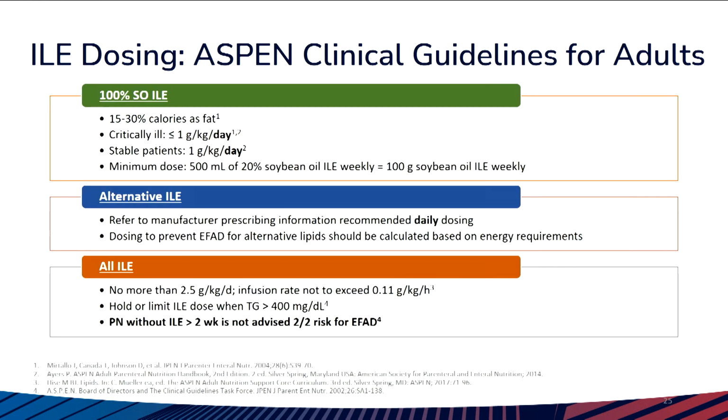So we have ASPEN clinical guidelines for adults of how we dose our ILEs. For 100% soybean oil, it's going to be roughly 1 gram per kilo per day. Again, the minimum dose of 100% soybean oil is 100 grams once a week. That will prevent EFAD. It's important to remember that with minimum dosing, we don't just use lipids to prevent EFAD. They're a very good source of calories and energy. They allow you to lower your dextrose load. You don't have to use insulin as much.